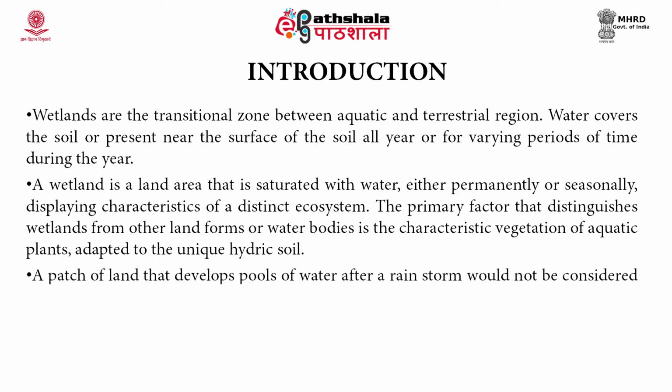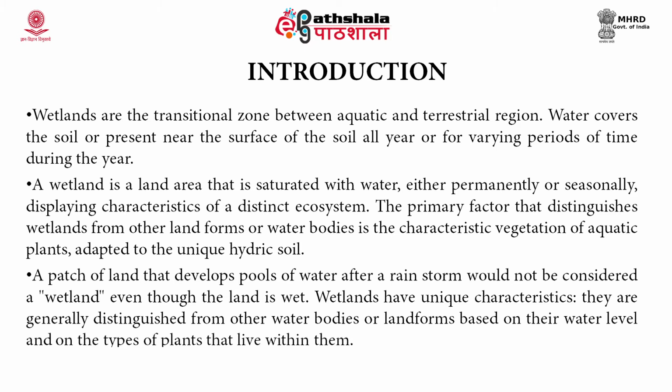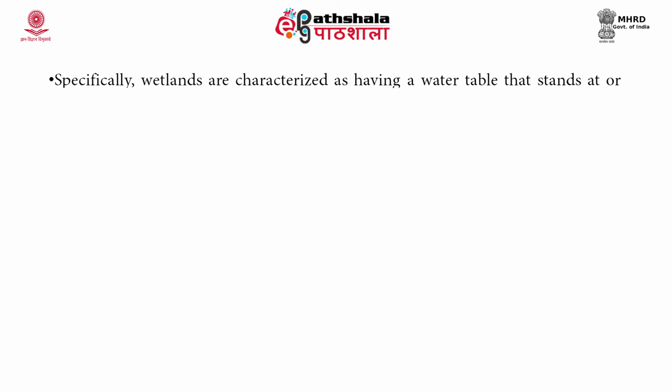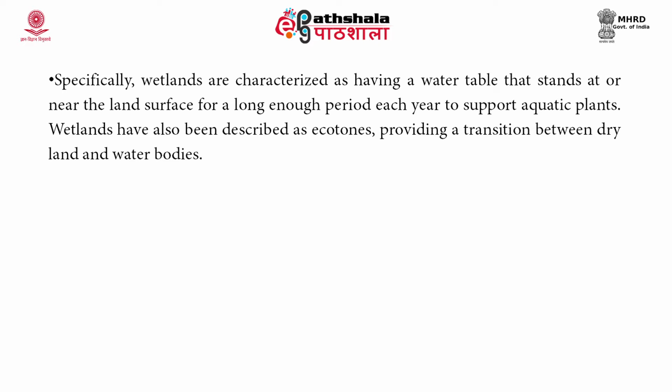A patch of land that develops pools of water after a rainstorm would not be considered a wetland, even though the land is wet. Wetlands have unique characteristics. They are generally distinguished from other water bodies or landforms based on their water level and on the types of plants that live within them. Specifically, wetlands are characterized as having a water table that stands at or near the land surface for a long enough period each year to support aquatic plants.